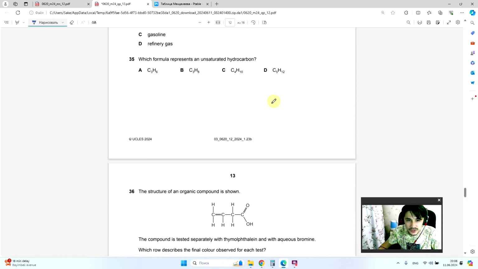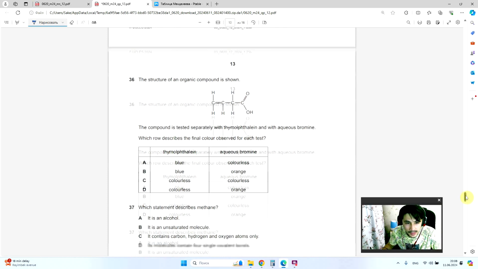Which formula represents an unsaturated hydrocarbon? Okay, so if we're talking about hydrocarbon, it means alkane. So you need to remember the general formula of alkanes. It's CnH2n+2, and find any option which fits that general formula. C3H6 is CnH2n, not an option. C3H8, so it's our option. So you can skip the rest and save your time.